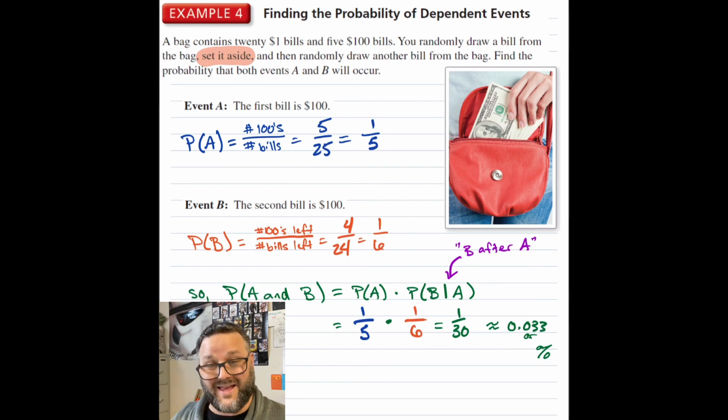0.033, or we have a 3.3% chance or probability we will pull a $100 bill in the first random pull and a $100 bill in the second random pull.